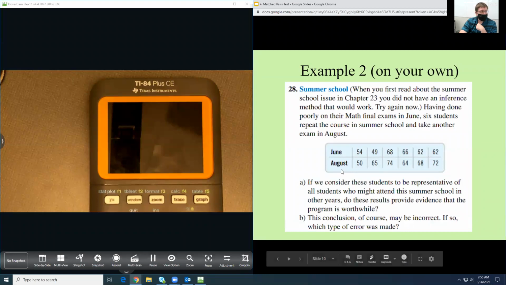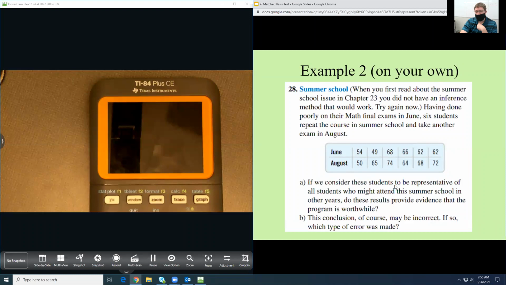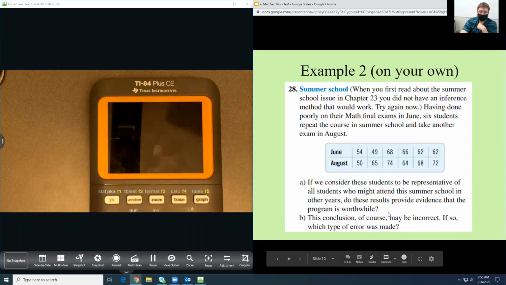So basically, part A, we're doing a hypothesis test with one sample matched pair, just like we did. And in B, the conclusion, of course, may be incorrect. If so, which type of error was made? So we'll talk about that in a second.